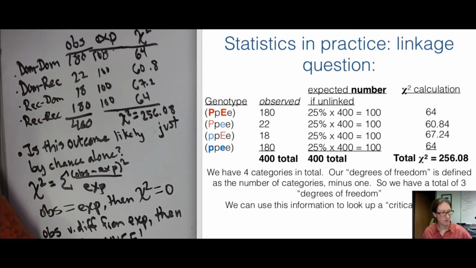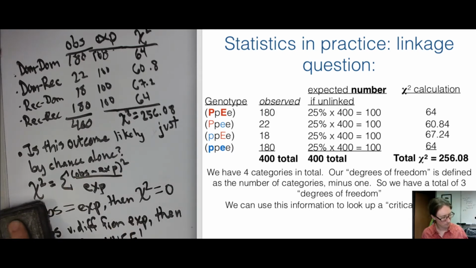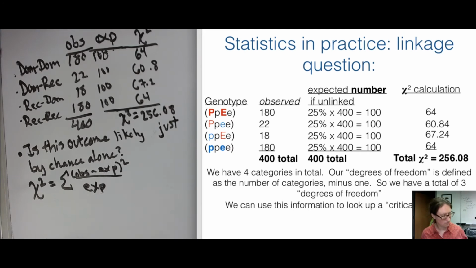So in this case, we've got 4 different categories. And so for looking up our critical number, we take our number of categories minus 1. And that's referred to as our degrees of freedom. So in this case, our degrees of freedom is 3.